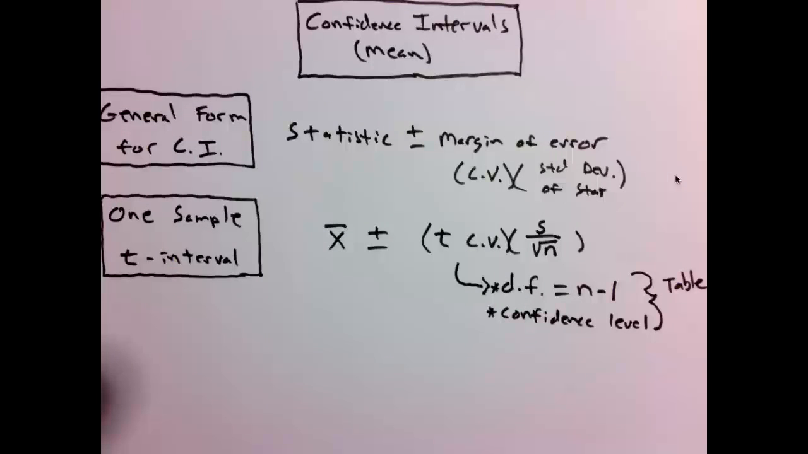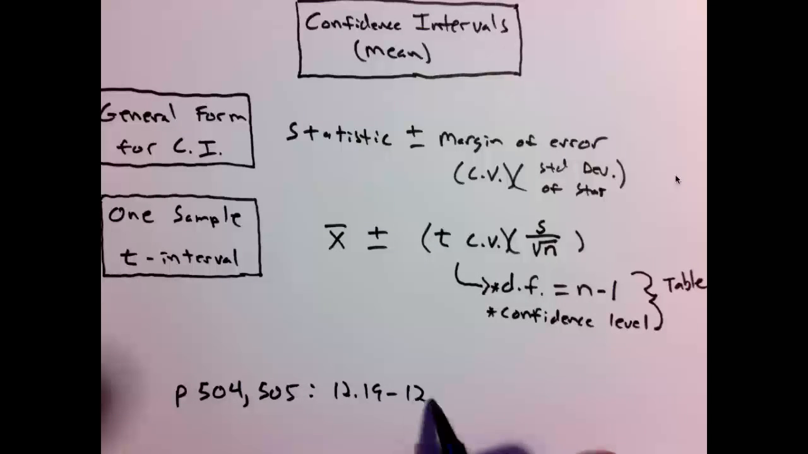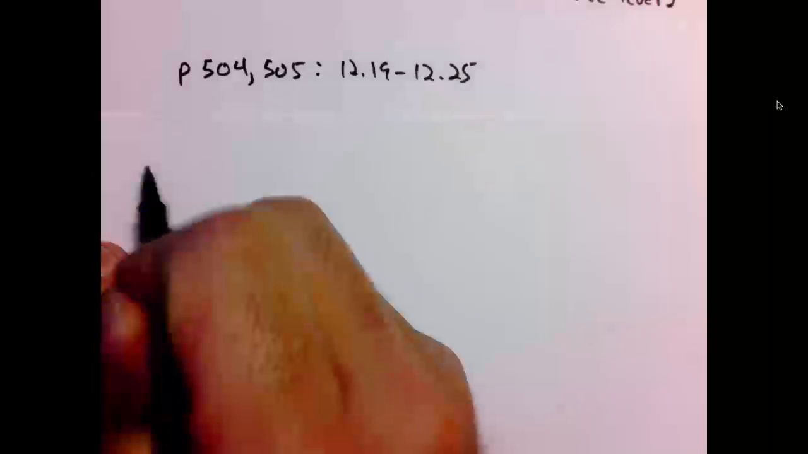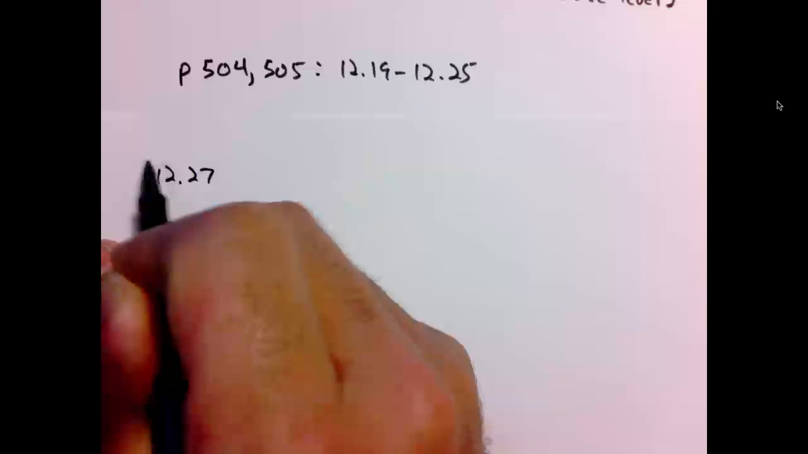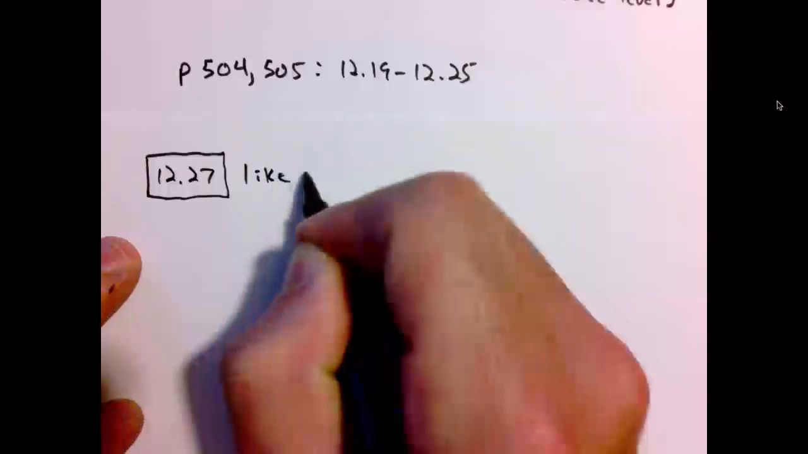Now let's see some problems directly from our homework. Our homework in this section is going to be page 504, 505, and we will be looking at 12.19 through 12.25, and 12.27. While not in our assignment, this problem is identical. It is like 12.19.